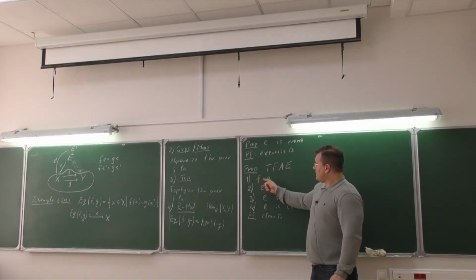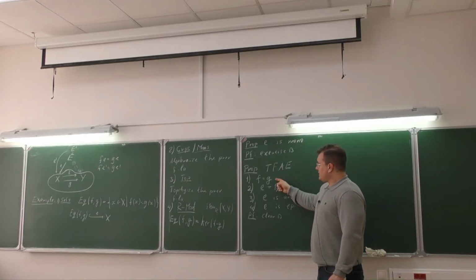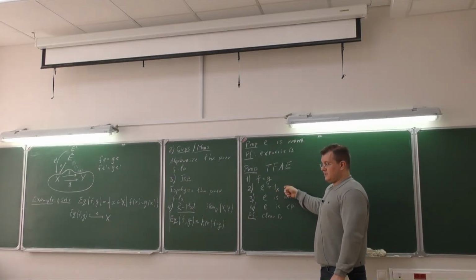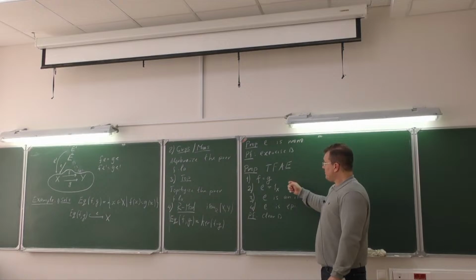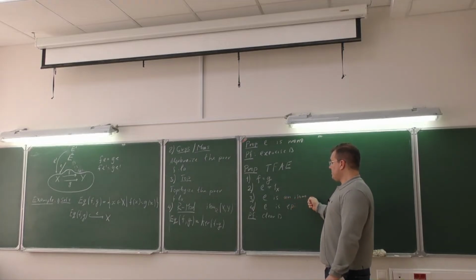Clearly 1: if f is equal to g, well, you can take as an equalizer just the identity and check the universal property. Clearly it is satisfied and e is unique. So 1 implies 2. Well, clearly 2 implies 3 by trivial reasons. Clearly 3 implies 4 by trivial reasons.